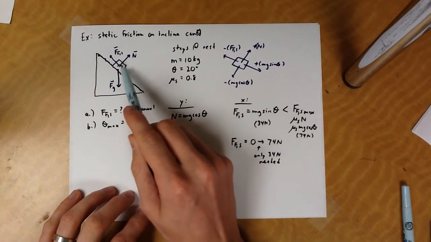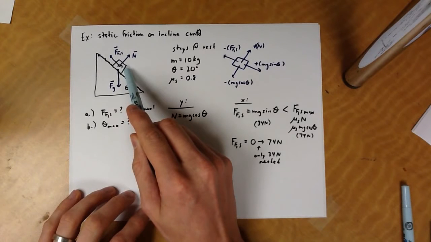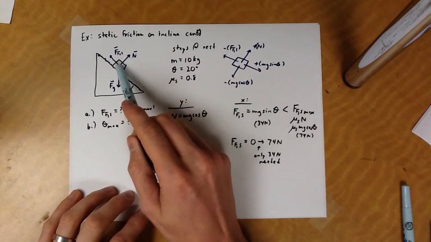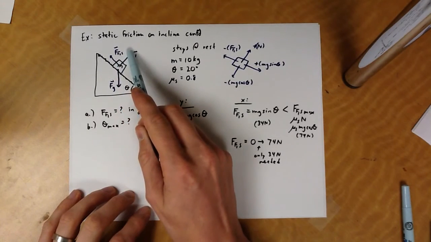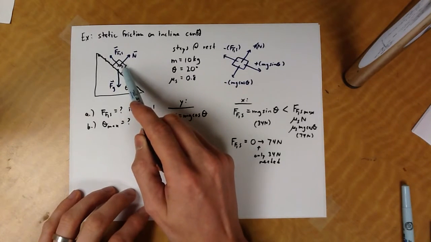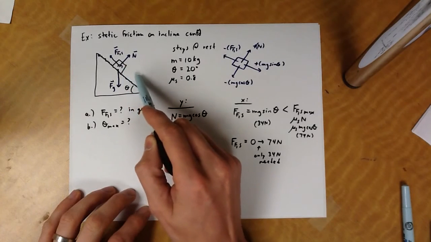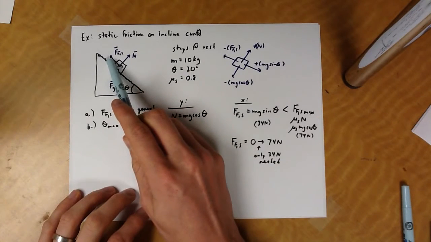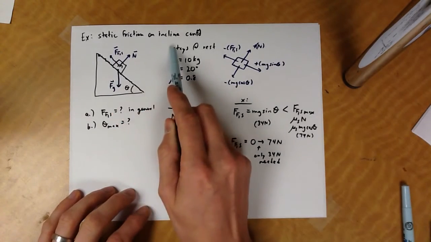We have that this object stays at rest. It's being acted upon by three forces. Gravity pulls it down, the normal force acts perpendicular to the surface, and as we learned, those two forces alone would cause an acceleration or slide down the incline, so frictional force holds it back. It's static friction if it stays at rest.